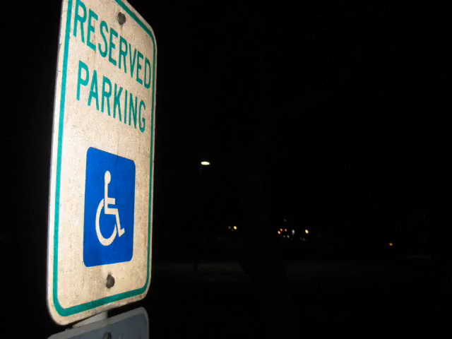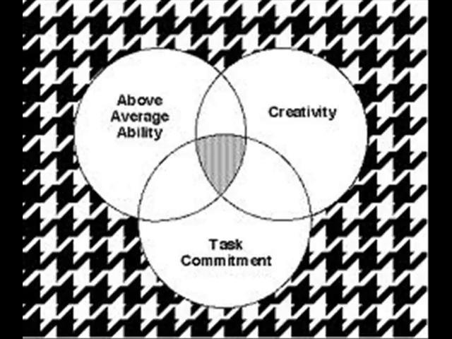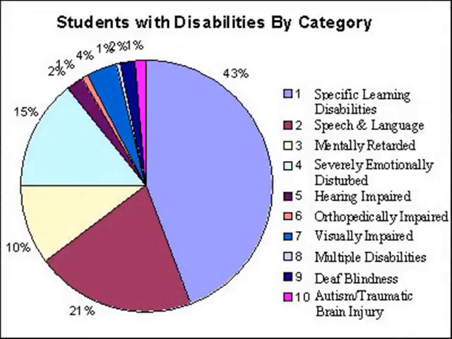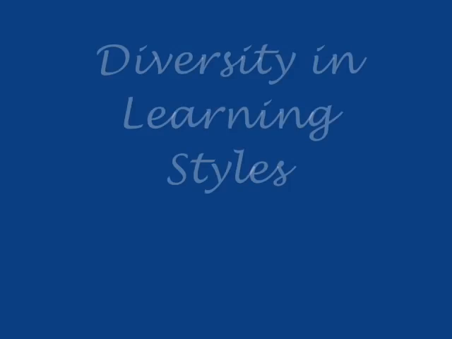Some students are considered gifted and talented. These students may require extra work in order to feel like they are being challenged in school. Otherwise, they may get bored with school and their grades could suffer. The chart shows the percentages of the different types of disabilities by category in schools today.